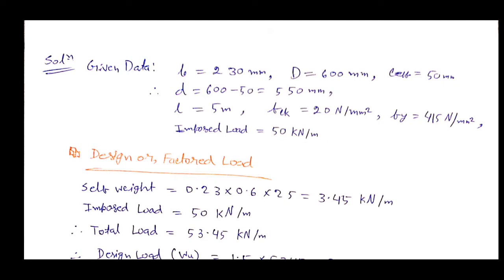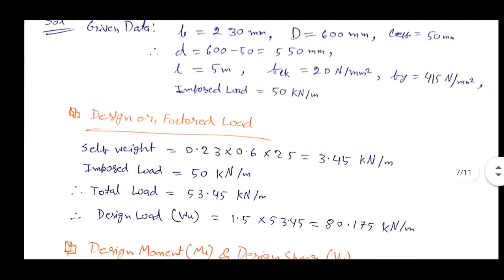fck is 20 Newton per millimeter square as the grade of concrete is M20. fy is 415 Newton per millimeter square as the grade of steel is Fe 415, and the imposed load given is 50 kN per meter. So the first step is to find out the design load or factored load.